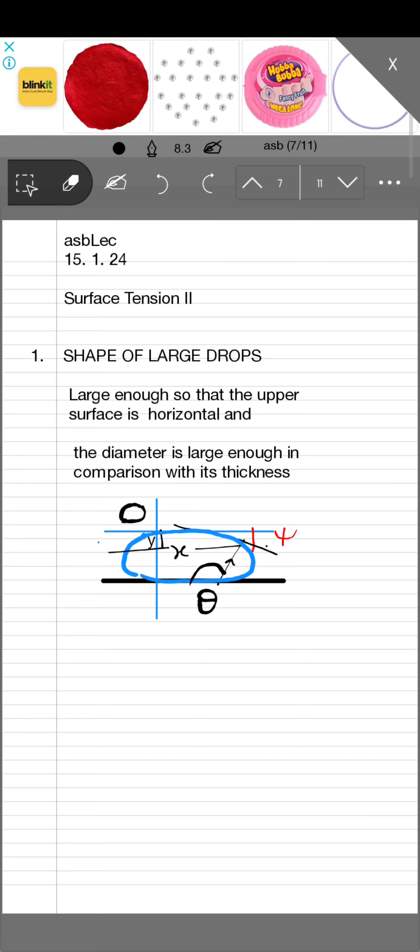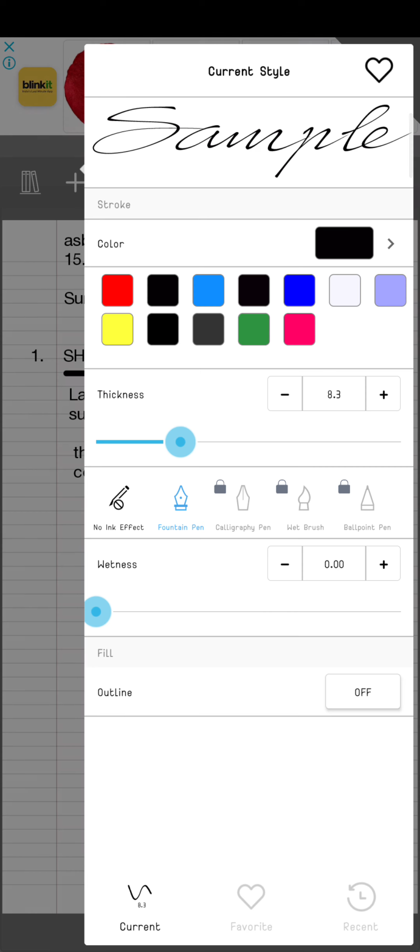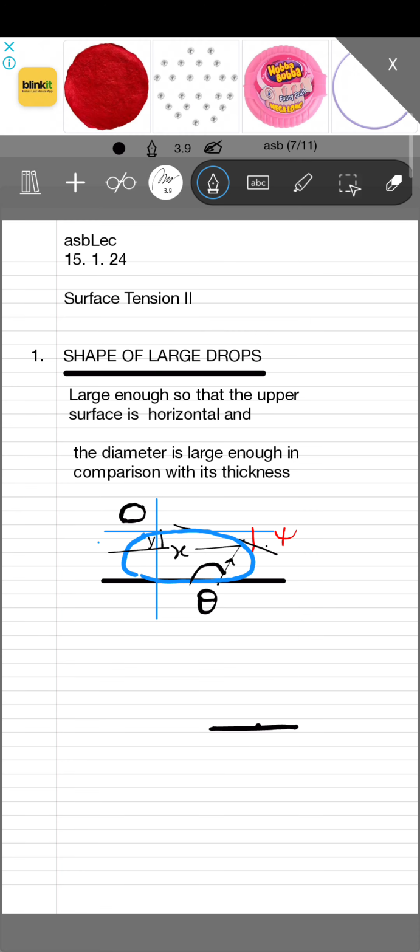Hello students, so continuing our lectures on surface tension, we will discuss the shape of large liquid drops. In this lecture, we'll start with this one. Now, whenever you have a liquid drop on a surface, usually if it is small, it takes the shape of a sphere, as we have found in our previous class. It takes a spherical shape.